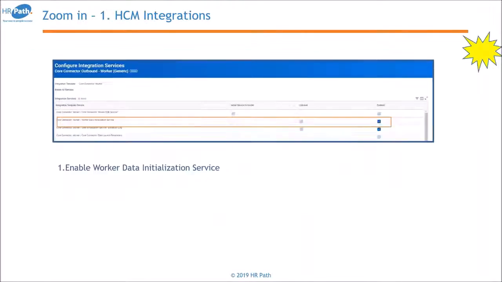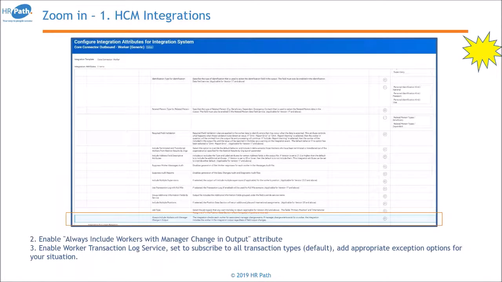Moving on, we can see how we can switch it on in the integration. So basically, you go into the integration services and you switch the worker data service on, and then it should be working. Let's move on to the next slide. So basically here, you go into the integration attributes and you tell it that you always want to include workers with a manager change in the output. So it's still an option that you can switch on or switch off, but you have the availability. Moving on.